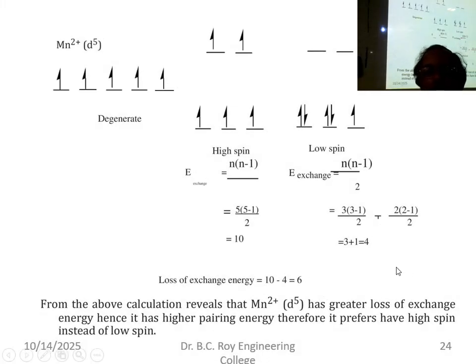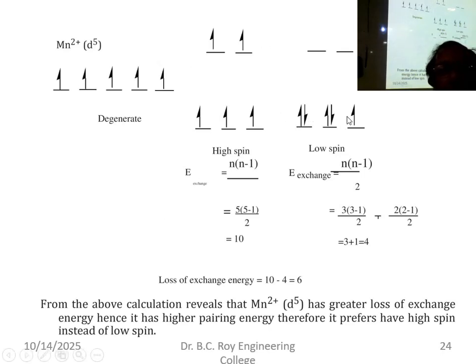Here again you compare. Again 5, no change, you see. For this example you will also understand. Here also 3. That means it doesn't matter, paired or unpaired does not matter. Only those that have parallel spin are considered.